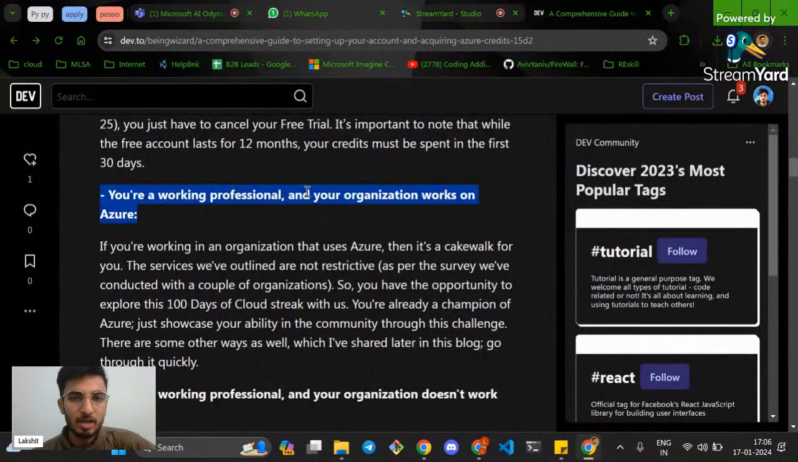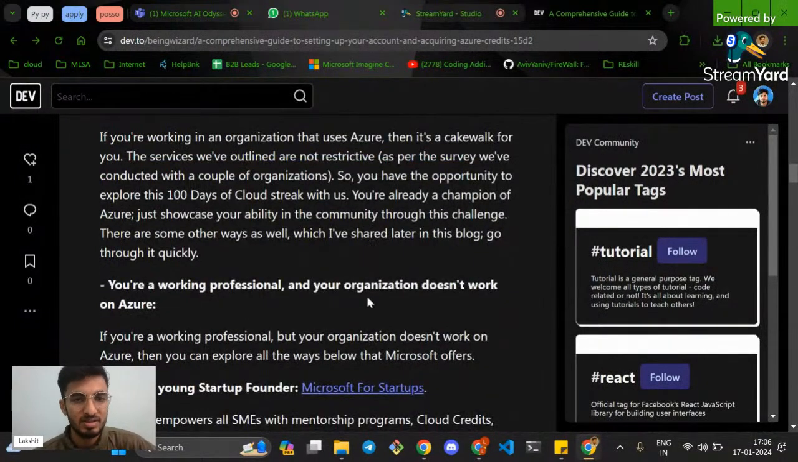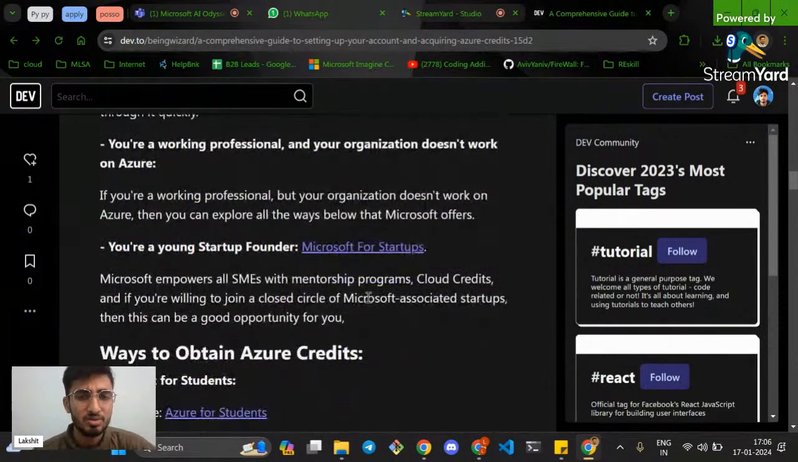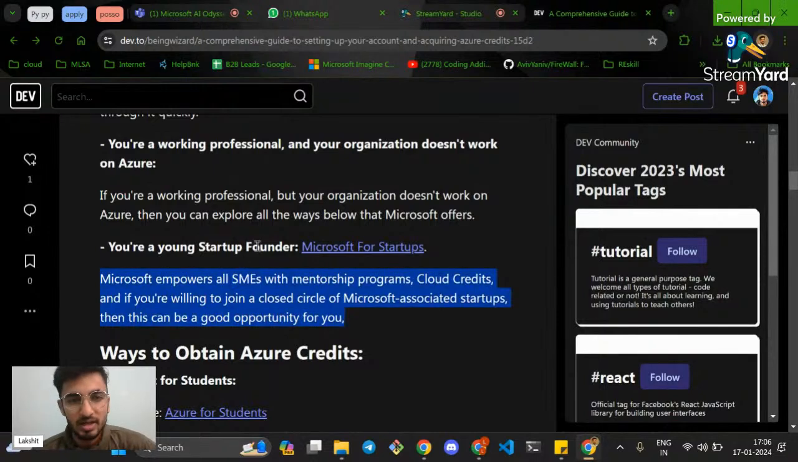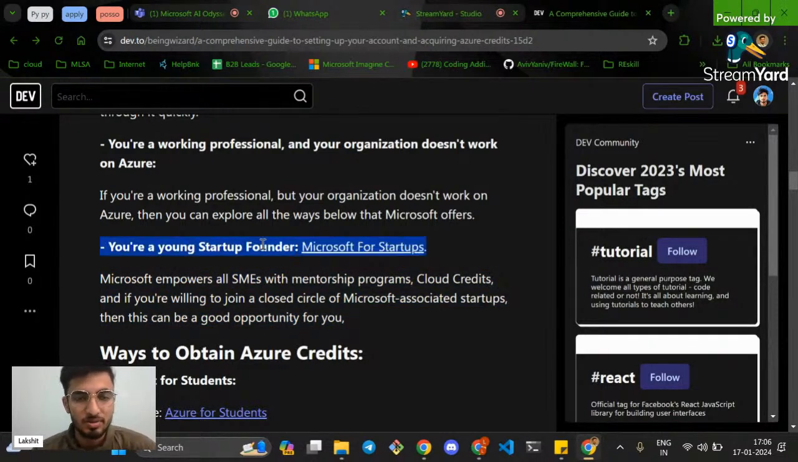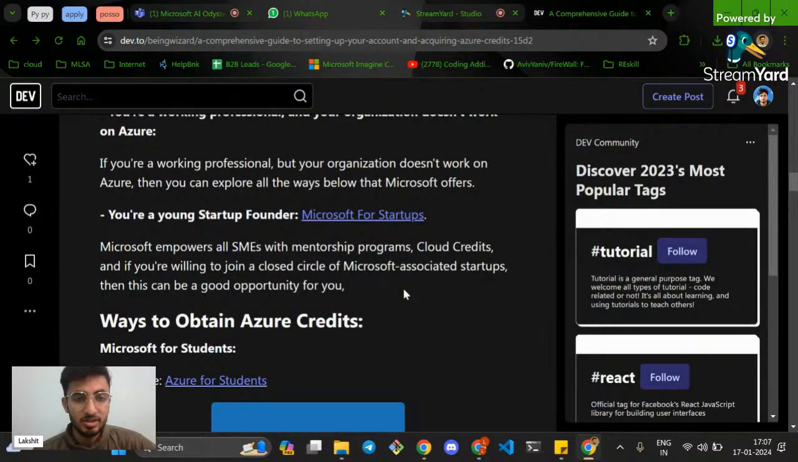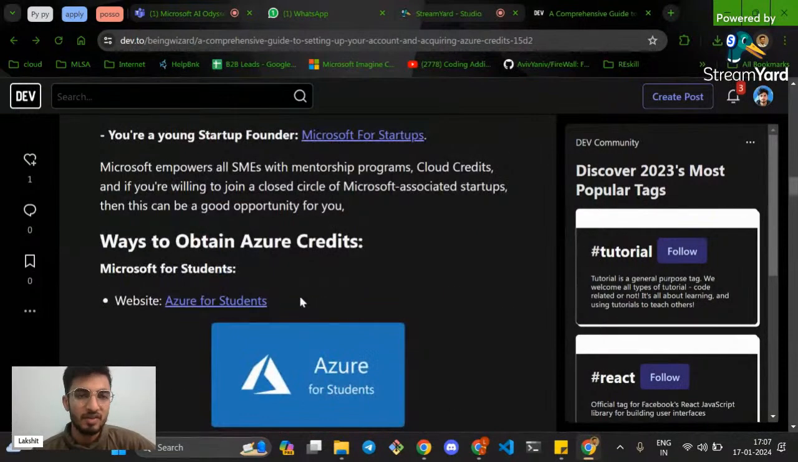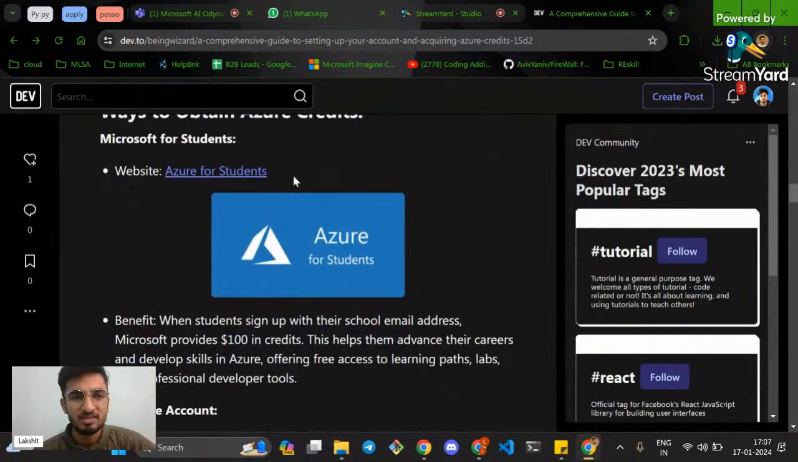Then there is the working professional whose organization doesn't use Azure, what should they do? And as a startup founder, or if you have any thought of founding a startup in the future, Microsoft for Startups could be one thing you should consider. There are 7 to 8 ways which I explained.